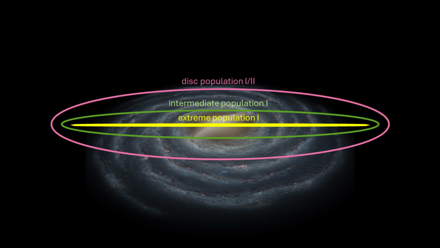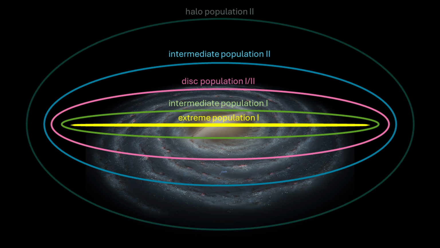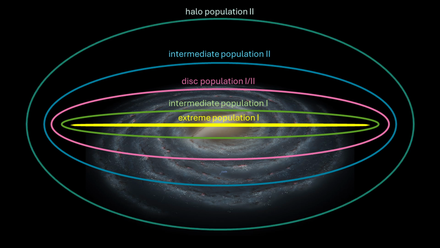The stars of the disk population have an average age. This is the largest group and includes most of the galactic disk and the galactic center. The intermediate population 2 is a smaller subgroup that predominates mainly in the central region. It consists of old red stars. And finally, the halo population consists of very old stars more than 6 billion years old. These are mainly found in globular clusters.